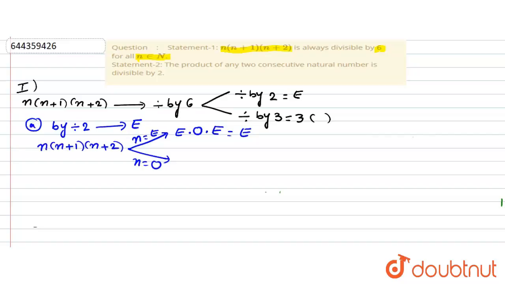If I take n as odd, what happens? n is odd, n plus 1 is even, n plus 2 is again odd. The product of odd into even into odd is again even. So in both cases I am getting the product as an even number only. Whenever the product is an even number, it is divisible by 2. So clearly I can say that n into n plus 1 into n plus 2 is divisible by 2. Now let me check whether it is divisible by 3 or not.